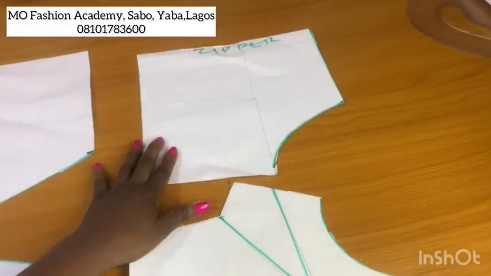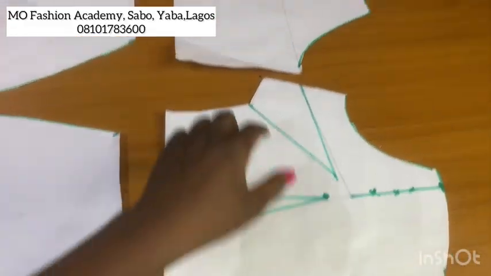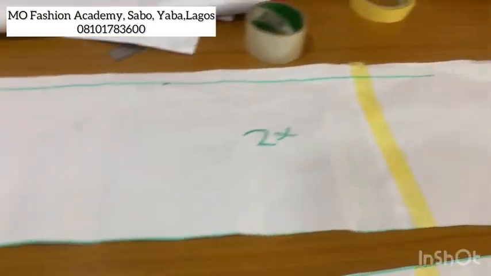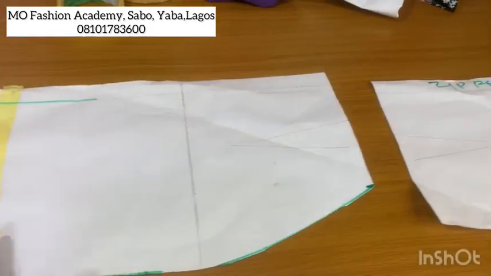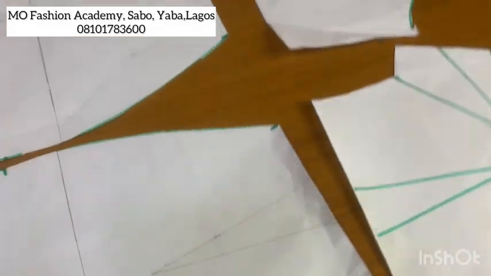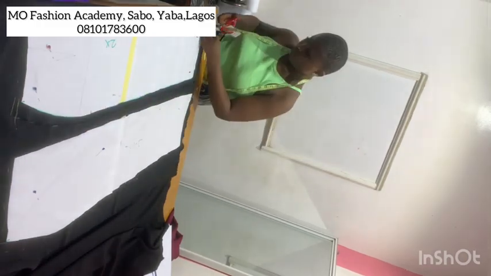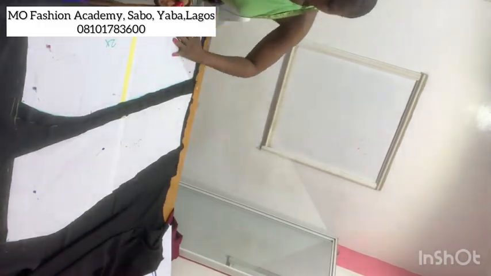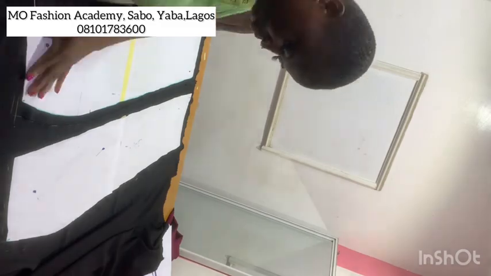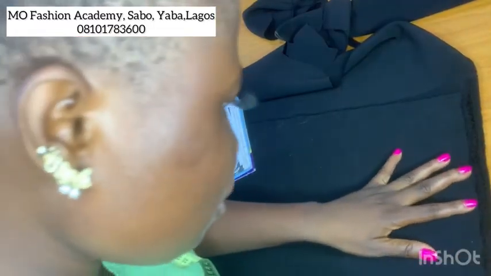This is what the front and back pattern should be looking like. You can see how neat the pattern is, and we have the information that you need to cut out this pattern. This is when I am cutting out the pattern. So I've added my sewing seam directly on the fabric.